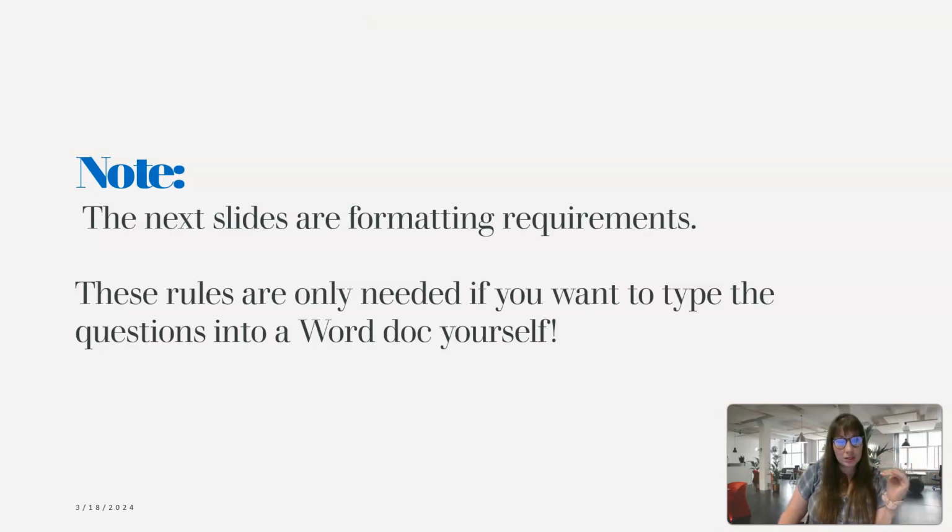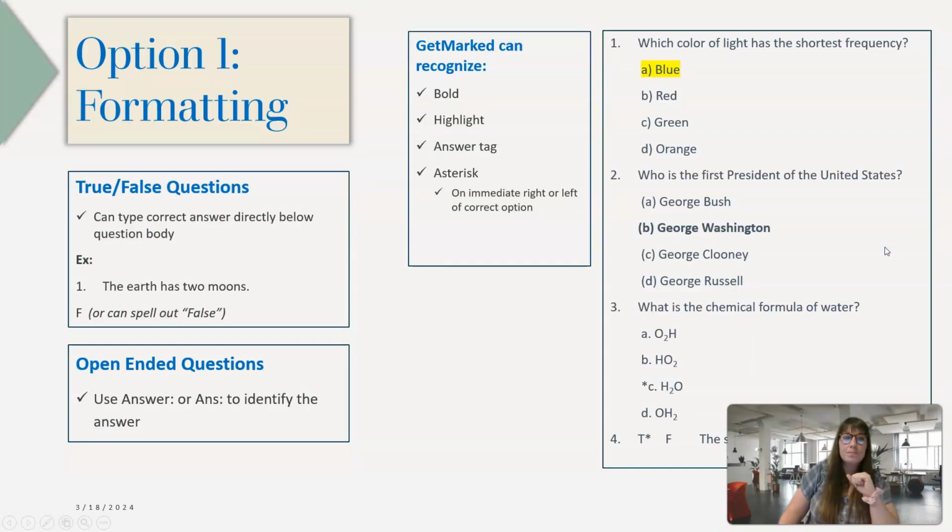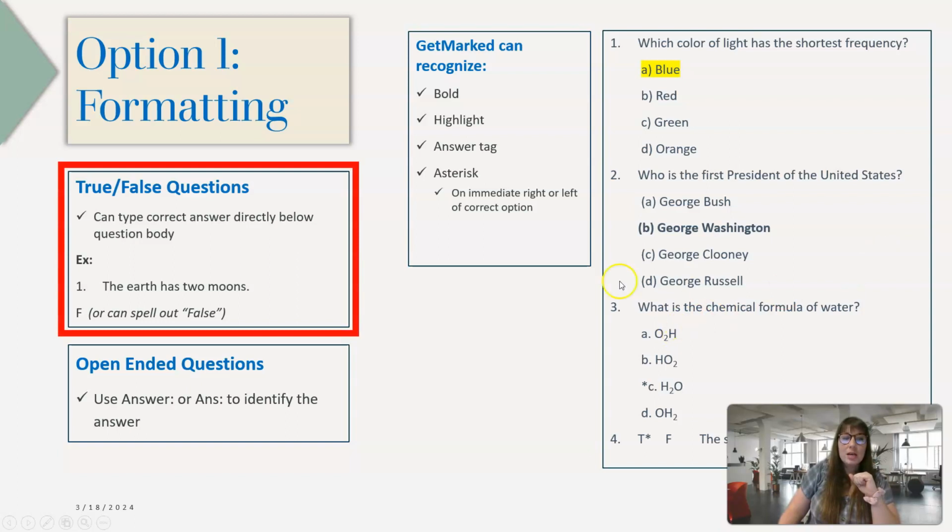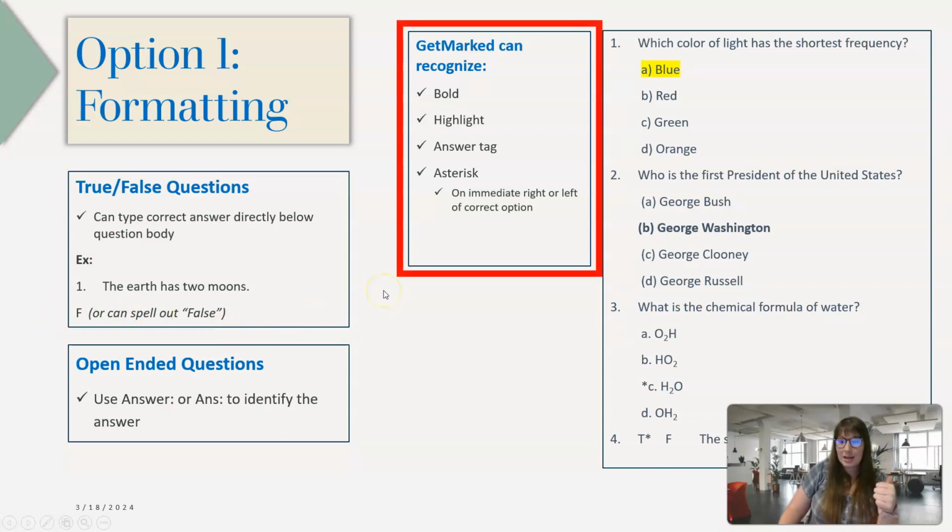We're gonna fly through it a little quickly. I'll have the slides posted for you guys to review later if you are gonna be typing questions into a Word document. So this is only for that. So for your true/false questions, you can just type the answer directly below the question. So the Earth has 2 moons, and you can put an F or you can put false, either way. If you highlight it, if you make the answer bold, if you put the word answer with the semicolon, you can do that, or an asterisk either to the left or to the right. All of those different options which are displayed over here in this example, all of those are going to be recognized by GetMarked. So you do have a lot of options.